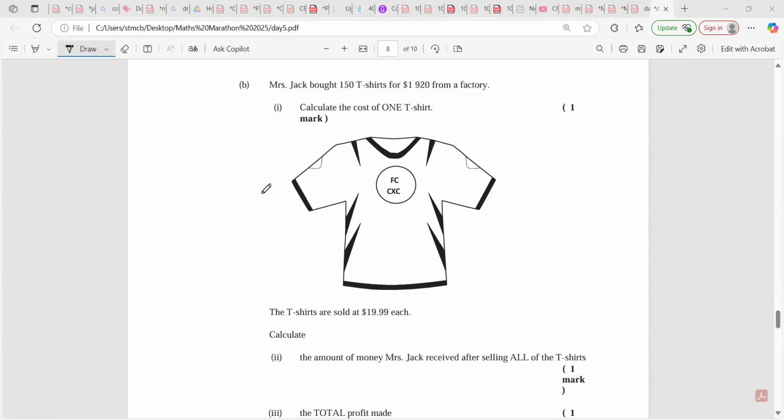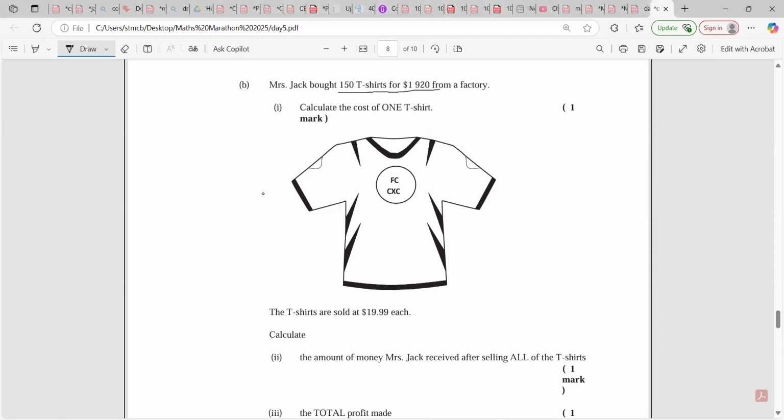Alright. So it says Mrs. Jack bought 150 t-shirts at $1,920 from the factory. Calculate the cost price of one t-shirt. So if you pay a total of $1,920, you divide by the number of t-shirts, right? So one t-shirt will cost $12.80.